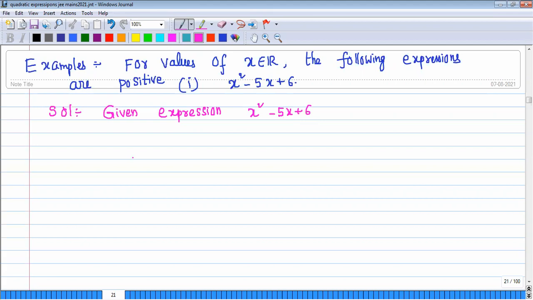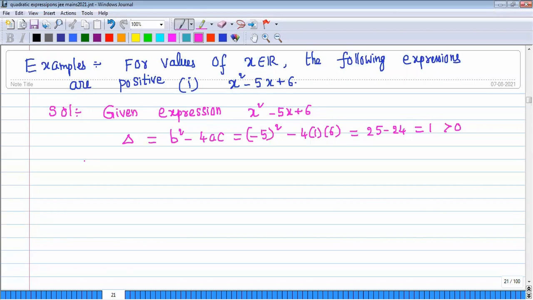In this expression, let us find out delta, because we need to find out the nature of the roots. Delta, the discriminant, is equal to b square minus 4ac, which is minus 5 square minus 4 into 1 into 6. That is 25 minus 24, which is 1. This is positive. That means here the roots are real and distinct, alpha and beta. That means x square minus 5x plus 6 can be factorized.